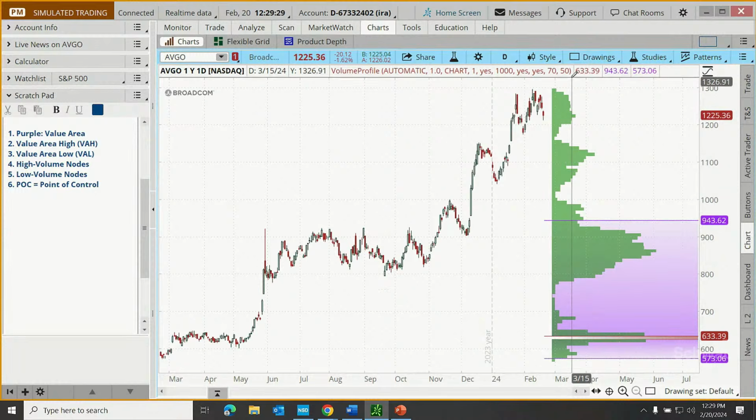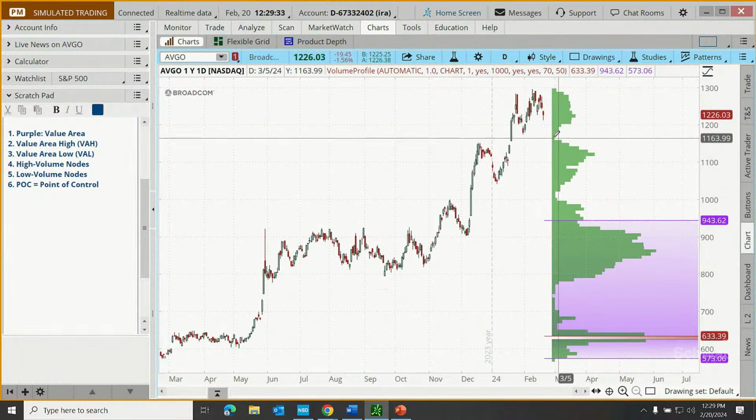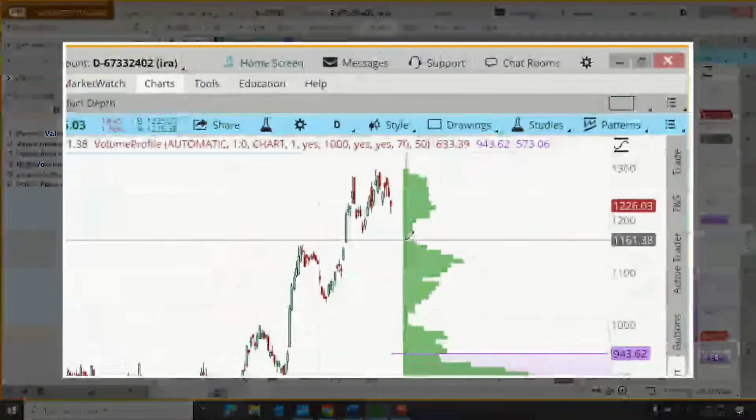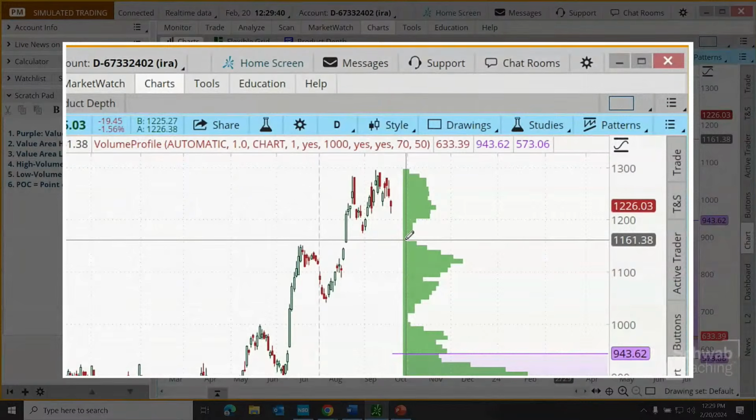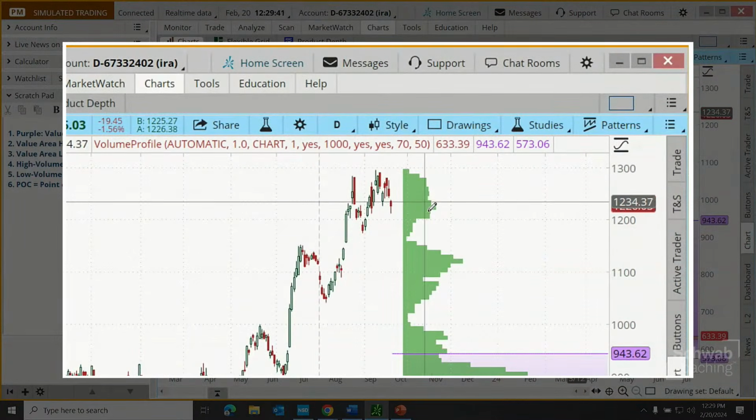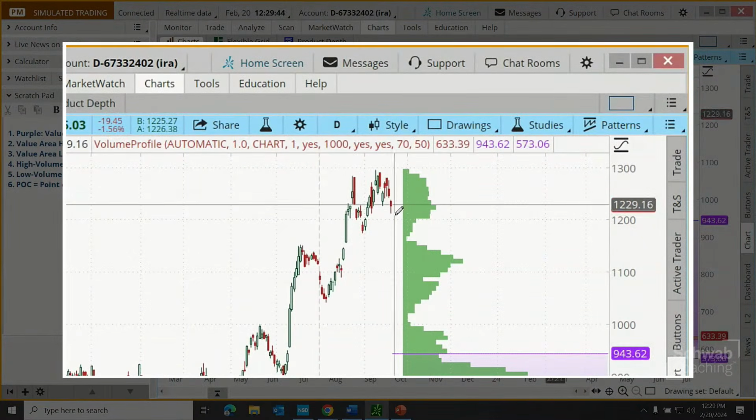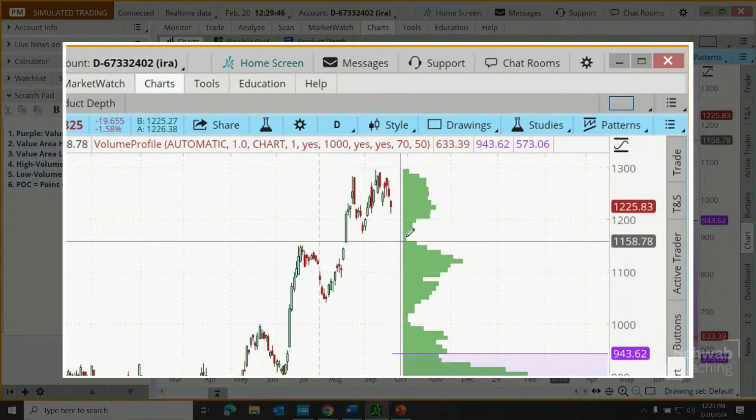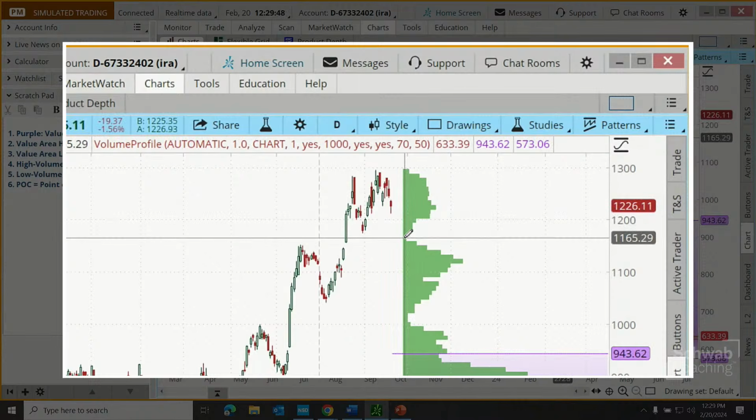Okay, now that you've had a chance to look, let's talk about it. Yeah, it looks like there are some low node areas, right around that 1160 range, right? So a bullish trader here, sitting in the middle of the high range, maybe they want to wait until we get down to that low node area.